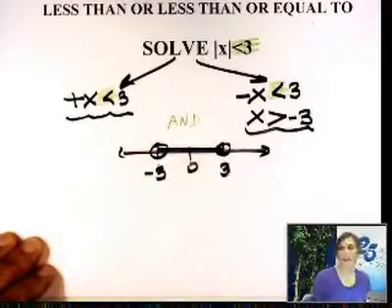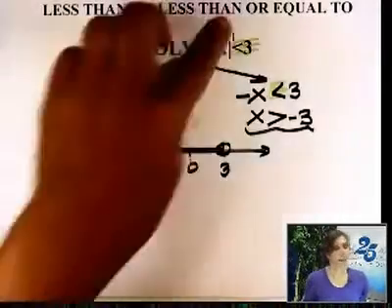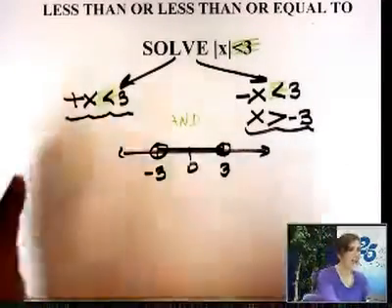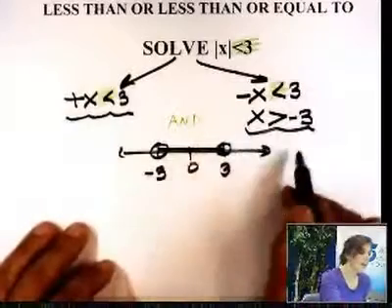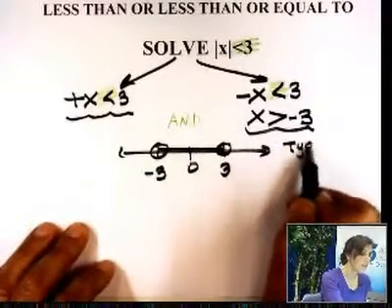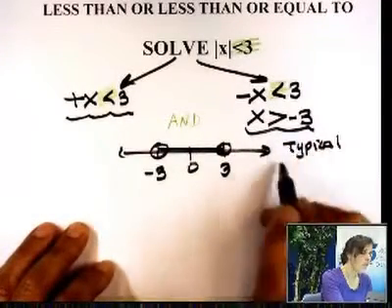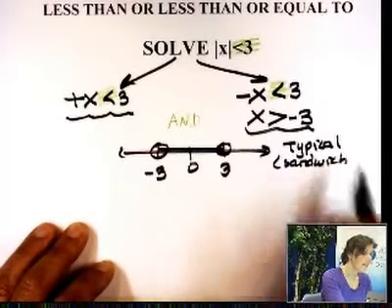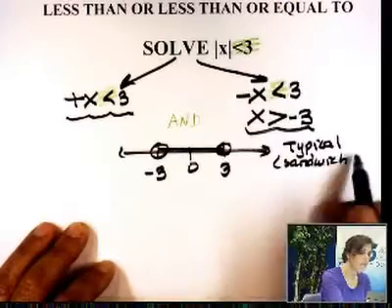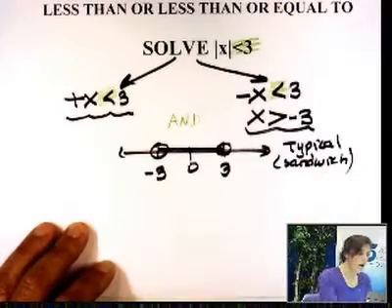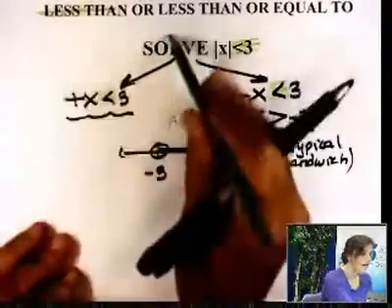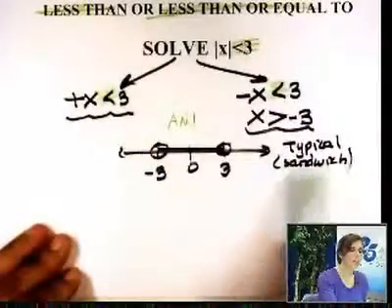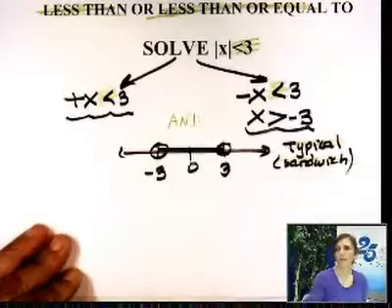Open, open. And this is typical for less than questions. You'll always have a sandwich situation. Coming from here, coming from here. Typical. I'll put in parentheses, sandwich. And that is when you have less than or equal to kind of thing. So you'll end up with a sandwich situation. All right?